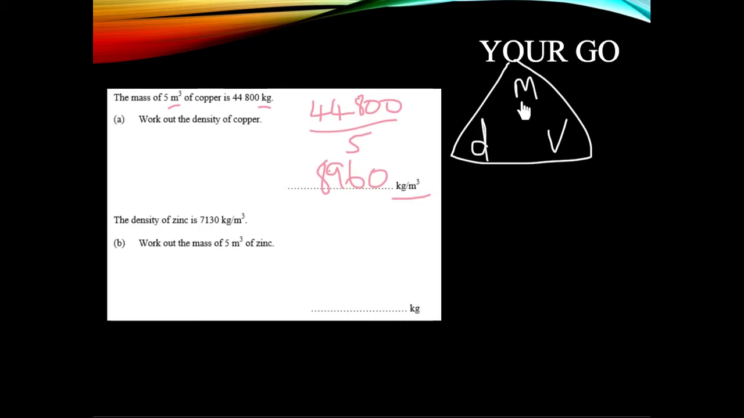We're working out mass, so we're going to do density multiplied by volume. So in this case we've got 7130. We're going to multiply it by the volume, which is 5 meters cubed, and that's going to give us our answer. Again, I'm doing it on my calculator, but you might be asked to do this without a calculator using a long multiplication method. 3650 kilograms. And again, we don't need to change any of the units. This is a typical sort of question that you might find towards the end of a GCSE foundation paper or near the beginning of a higher paper.